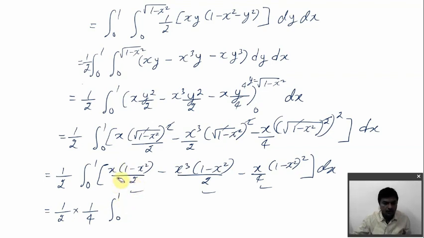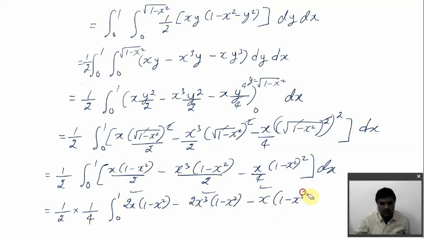Here if I take out 4, divided by 2 is there, so 2 is remaining, 2x (1 minus x square) minus 4. If 1 upon 4 I take outside students, here you can see another 2 is required, so I will take this as 2x cube (1 minus x square) minus, here if I take 1 upon 4 then no change, x (1 minus x square) the whole square, dx is remaining.